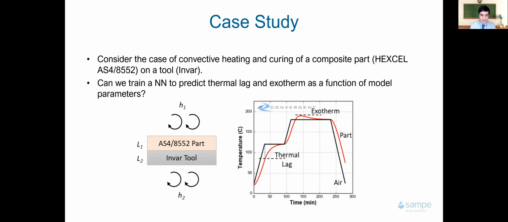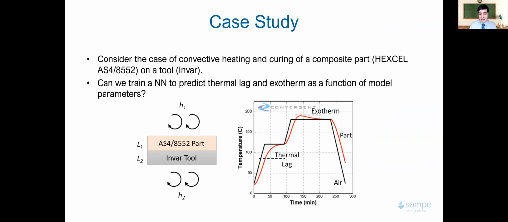Let's do a case study. Let's say I have a part, this is Hexcel AS4/8552, with a given thickness, sitting on a tool, an Invar tool, with a given thickness. And there's some airflow around this, it's convective heat transfer. There are some heat transfer coefficients, H1 and H2, that have a range. Then we set the air temperature. That's the black curve that you see here. And we look at the part temperature, let's say the center of the part temperature. That's the red curve. Then we're looking at some key performance indicators, KPIs, to see if we're satisfying specs or not.